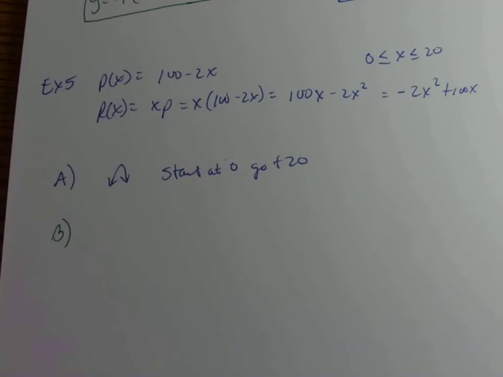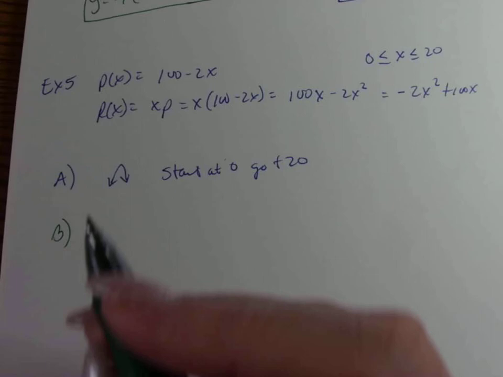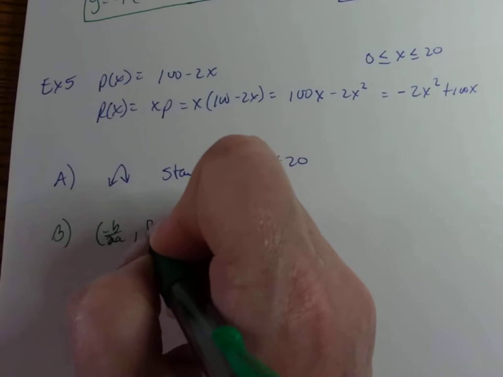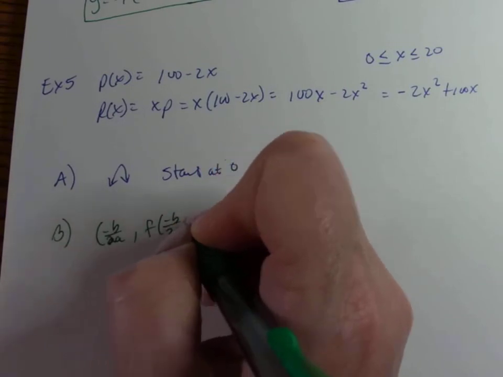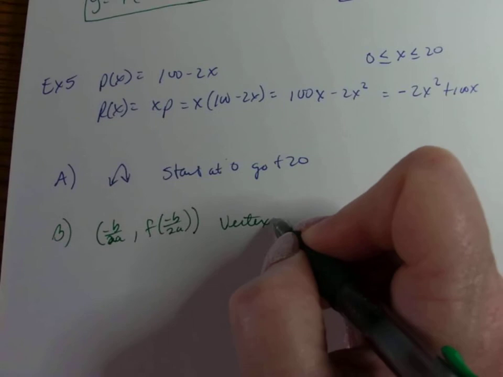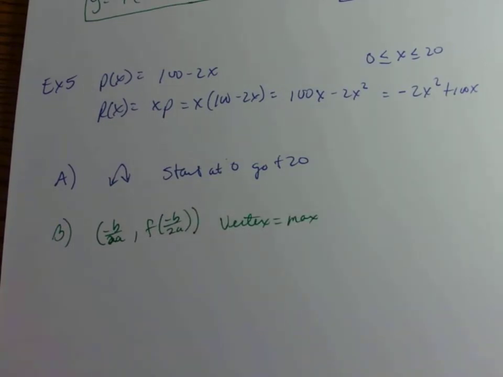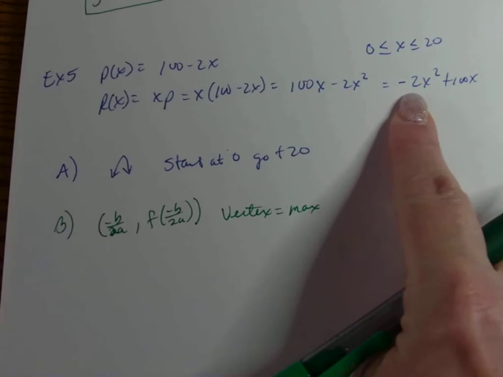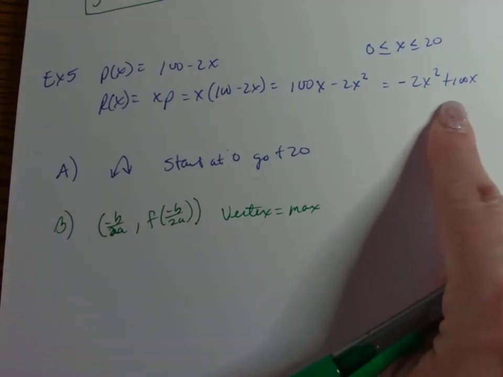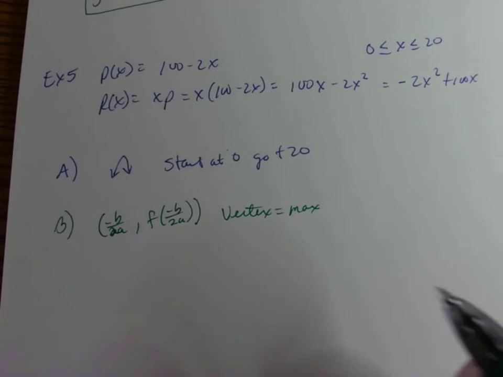The second part we needed to find was the output that will produce the max revenue. And that's going to be using our vertex formula. So that'll be -b over 2a, comma, the function at negative b over 2a. Because remember that the vertex is going to be either your max or min, and in this case we're looking for a max. Another reason we needed to write our equation in this format is because we need the a and the b.